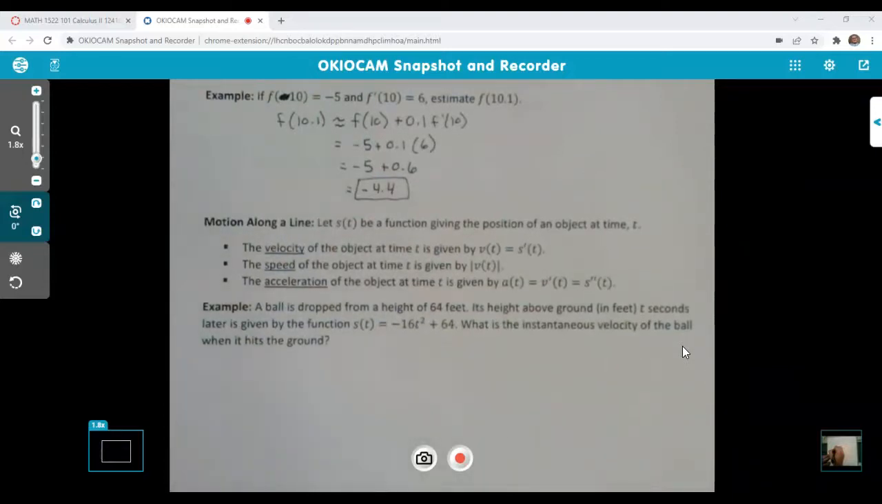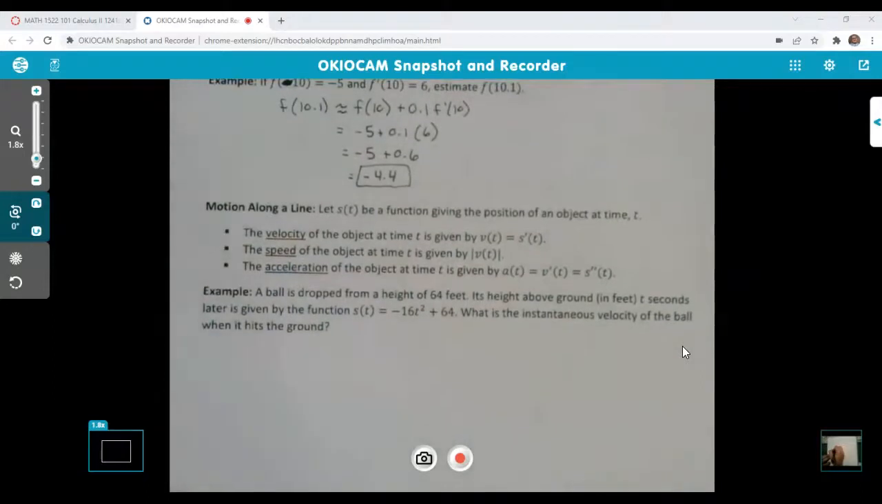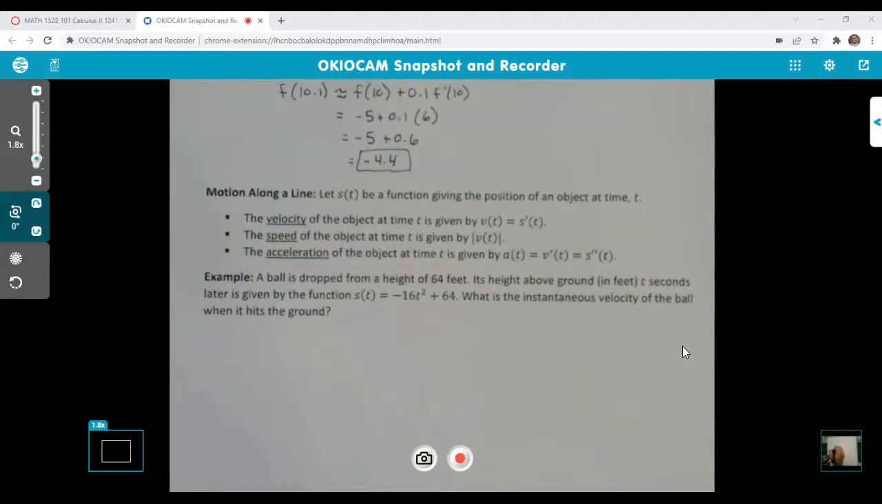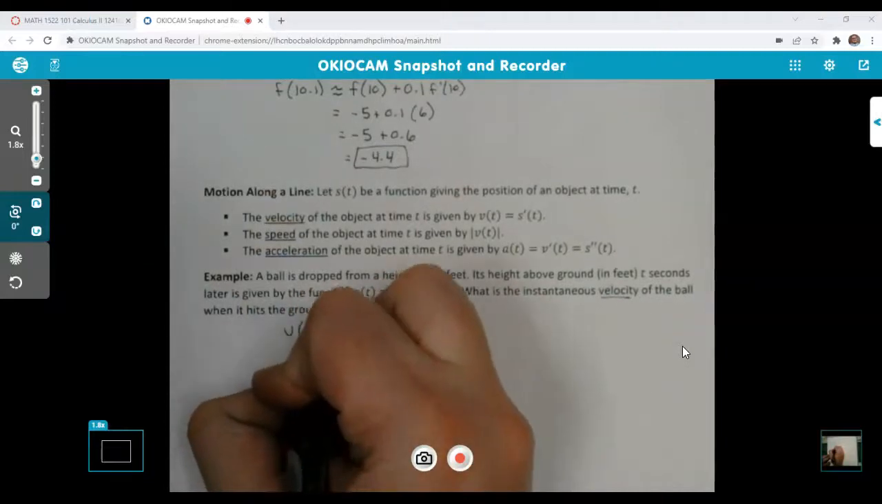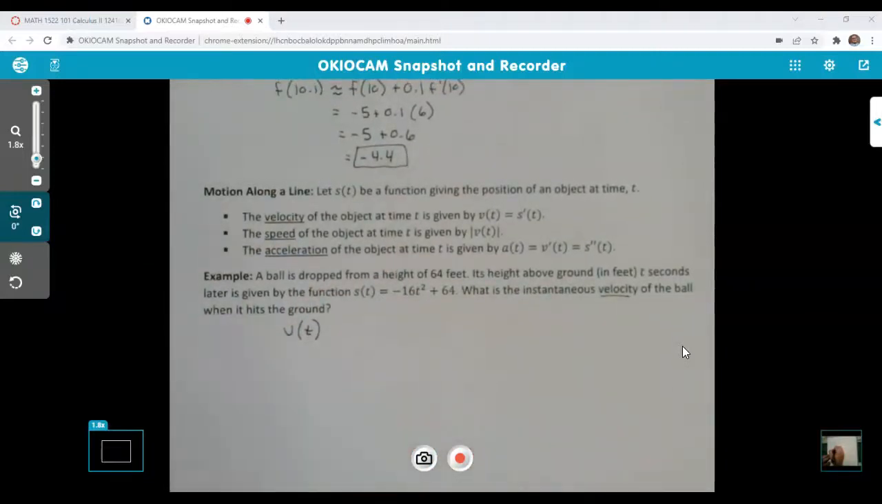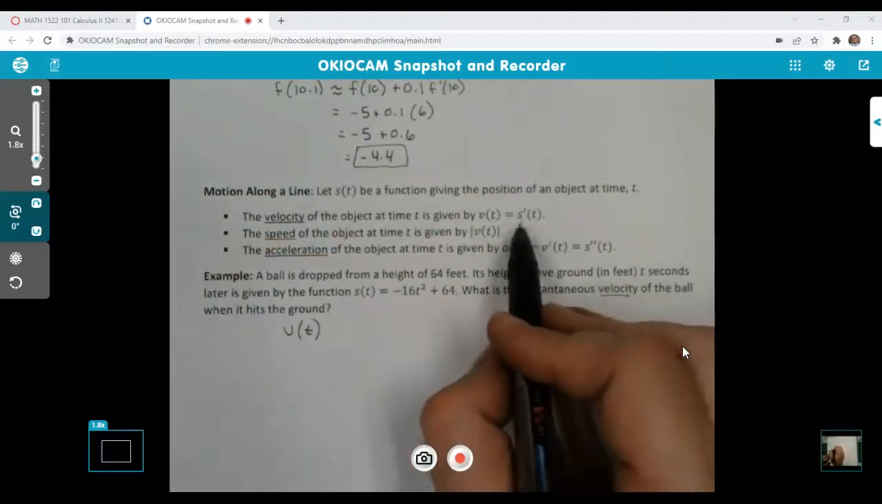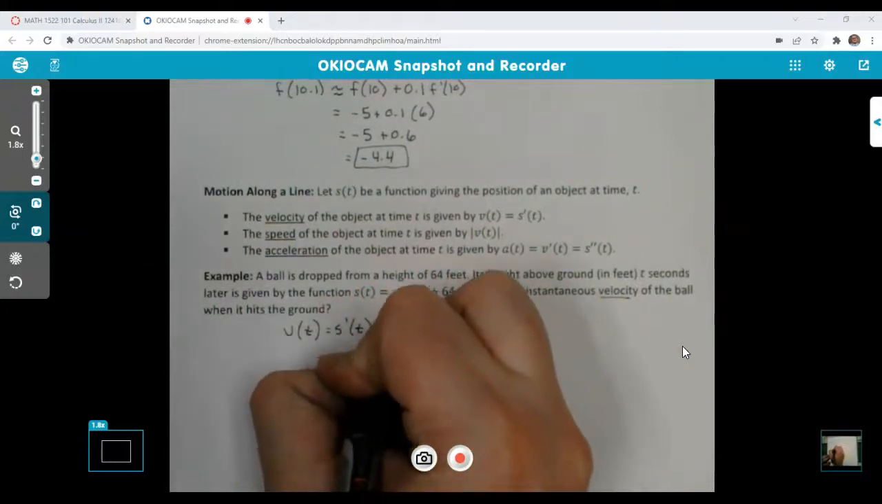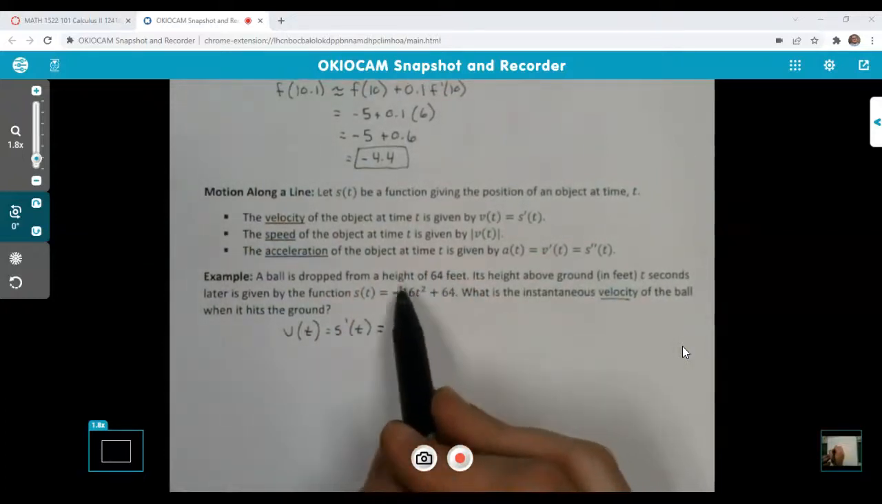A ball is dropped from a height of 64 feet. Its height above the ground in feet, t seconds after that, is given by the function s of t equals negative 16t squared plus 64. What is the instantaneous velocity of the ball when it hits the ground? So it's asking for a velocity, which means I'm looking for v at some point. So I first have to find what v of t is. Well, as I wrote down up here, v of t is equal to s prime of t. So I have to find the derivative of s of t, which they gave me right here.